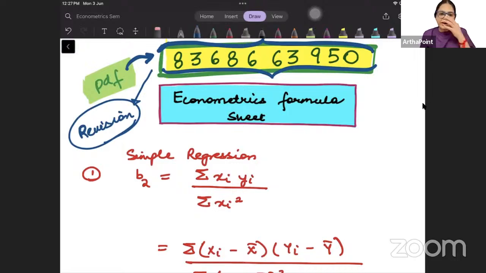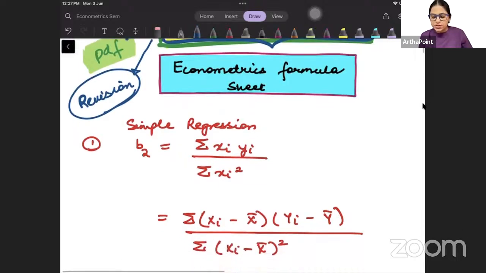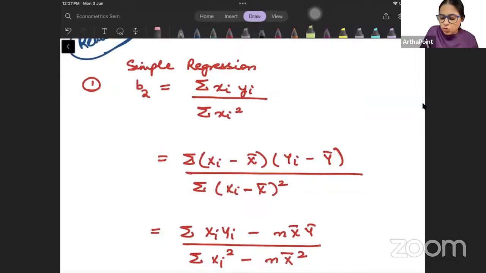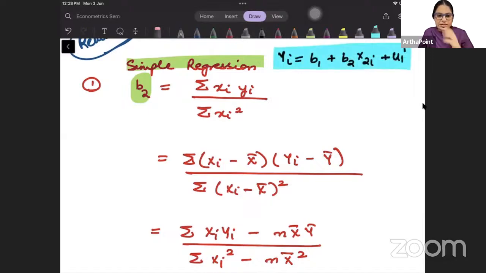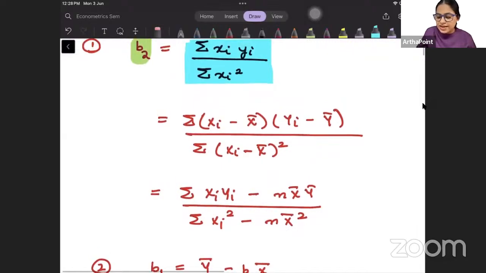Let me also take you through these formulas once. So this is the formula of simple regression B2. When your regression model is yi equals b1 plus b2 xi plus ui, then the formula of B2 is summation xi yi by summation xi square. The xi and yi can also be in their deviation form.